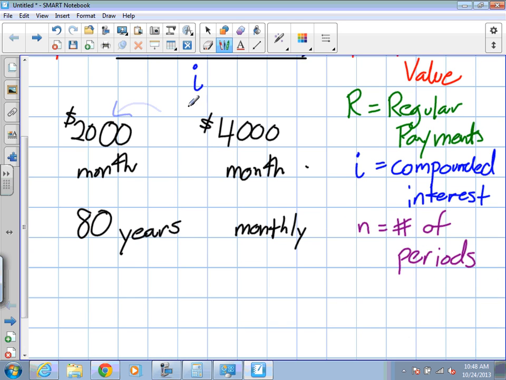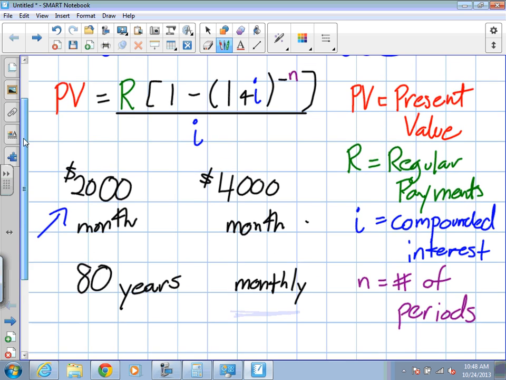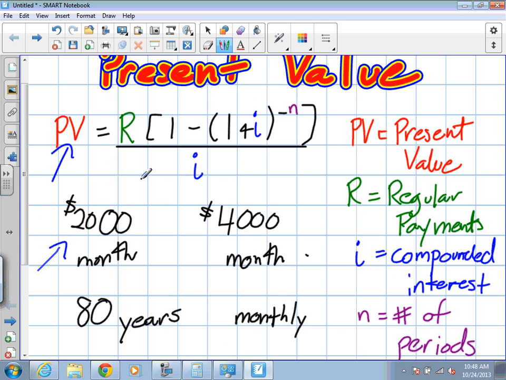So we're going to try two different examples here. What we're going to try to figure out is if we were to live for 80 years, and we got an interest rate that's compounded monthly, in our first example, we're going to take $2,000 a month and see how much money we would have to invest right now to live this way. In our second example, we're going to get $4,000 a month, and we're going to see how much money to put into the bank account right now to live for 80 years getting $4,000 a month.